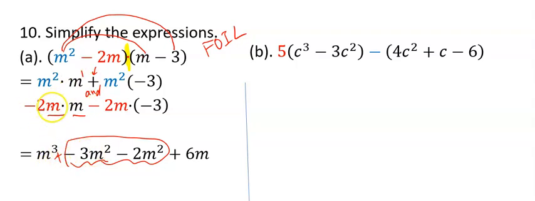And then we do m times m, that's m squared, so we have -2m squared. And then -2 times -3, that's +6, and bring down m.